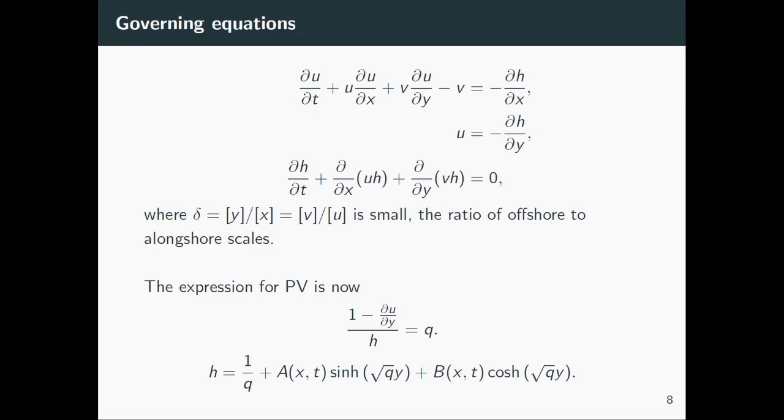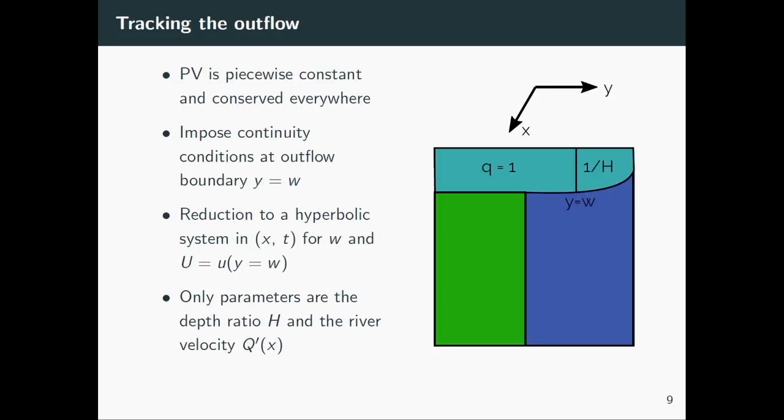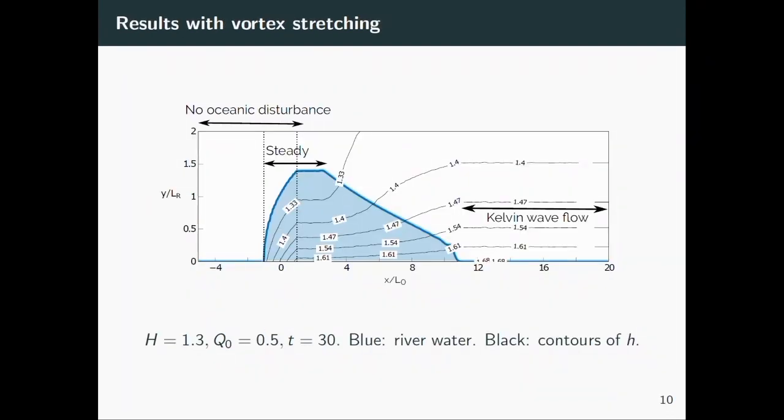and the whole system reduces to a nonlinear hyperbolic set of two PDEs, in which the only parameters are capital H, which is the ratio of these two depths, and Q prime, which is a function that we use to prescribe the outflow of the river. So if capital H is greater than 1, then the initial depth of the river water is shallower than the ocean layer, and so it will deepen as it comes out, and we have this reinforcing dynamics.